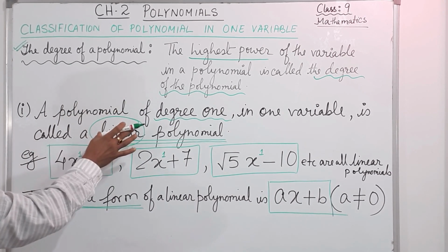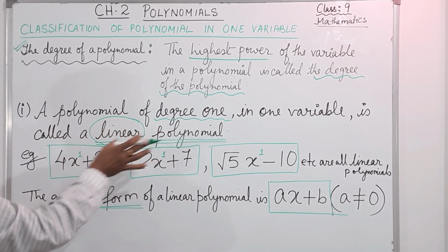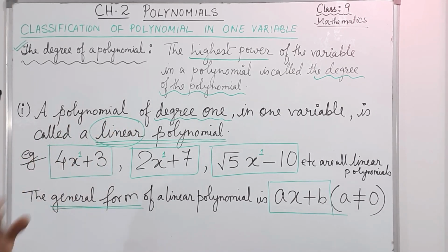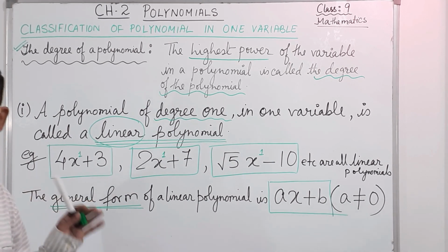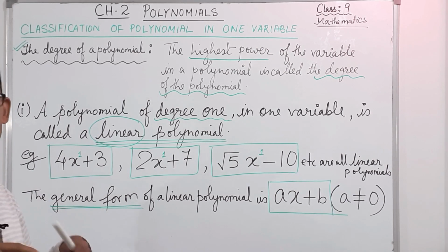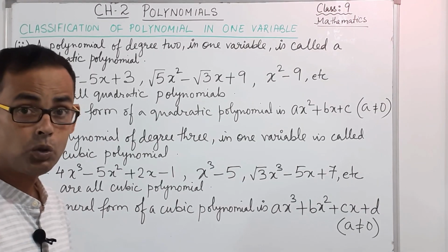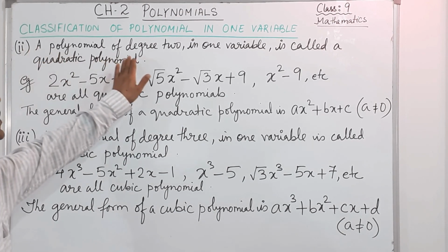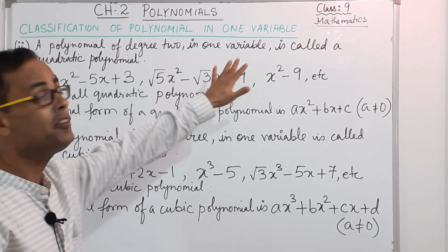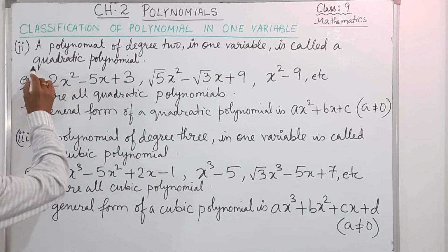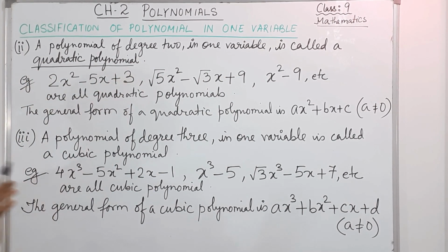So one classification is linear polynomial. So what is a linear polynomial? A polynomial of degree 1 in one variable is called a linear polynomial. I think you have understood up to this much what is a linear polynomial. Then we will move on to the next part. Now the next classification is a polynomial of degree 2 in one variable, called the quadratic polynomial. You can see here quadratic polynomial.